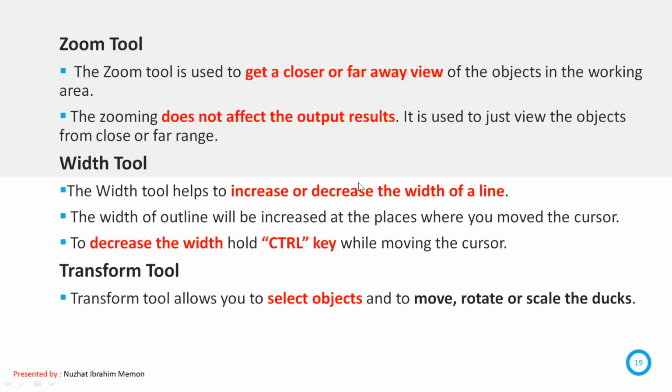Transform tool. We are familiar with the transform tool. If the duck is not visible, then we select the transform tool. Then only we can operate with the duck. The transform tool allows you to select an object, like to move, rotate, scale the duck.